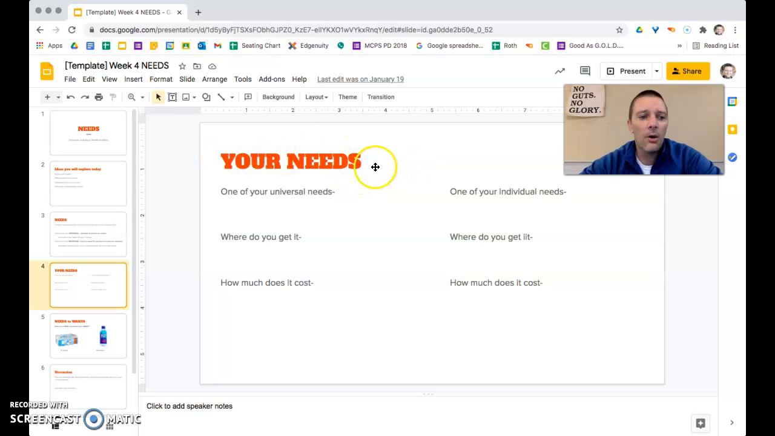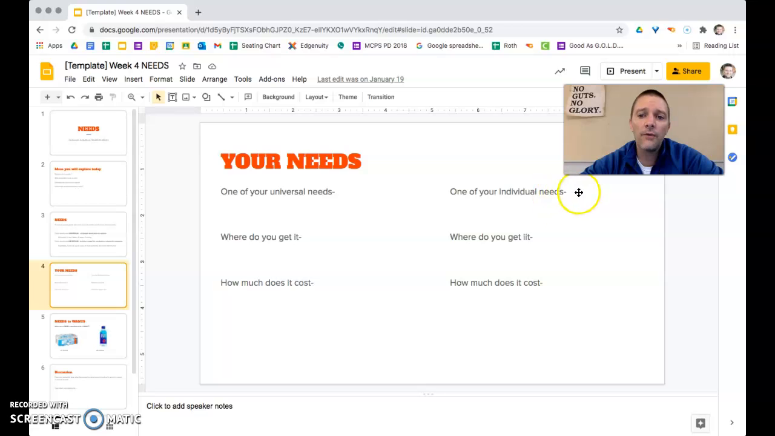So I want you to take a moment on this fourth slide, and I want you to think of one of your universal needs. Obviously, we just said food, water, shelter, and clothing, but I want you to be more specific. So if it's food, talk about some type of food that you eat often that is a need. You have to have it. And then also tell me where you obtain that. Does it come from a faucet? Does it come from a store? And then finally, try to estimate how much it costs. You may have to look online real quick.